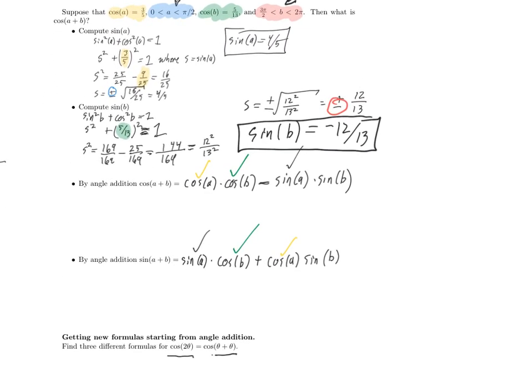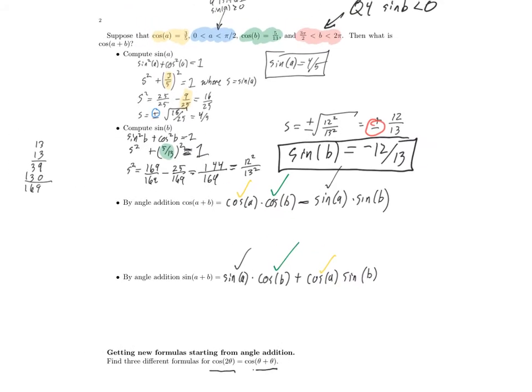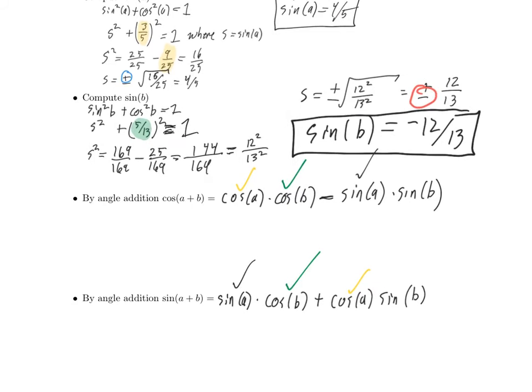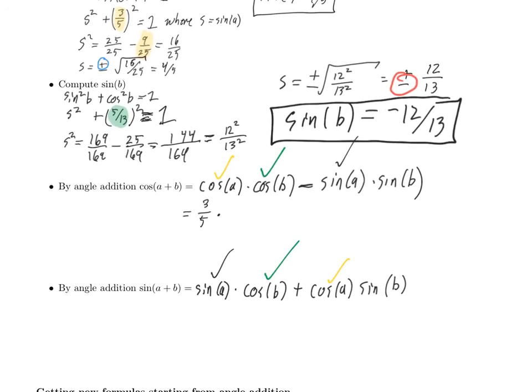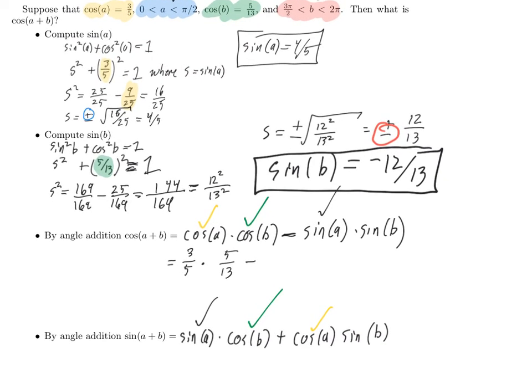Oh, groovy. Now I know what all of the ingredients are. So the cosine of a at the top of the page is 3/5 times the cosine of b, again, top of the page, is 5/13, minus the sine of a is 4/5. Right, that it comes from there. Times the sine of b is negative 12 over 13. Now it's just a matter of doing the arithmetic.